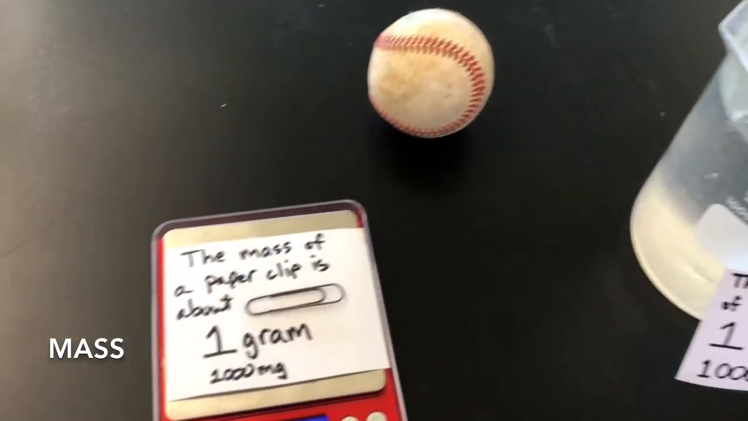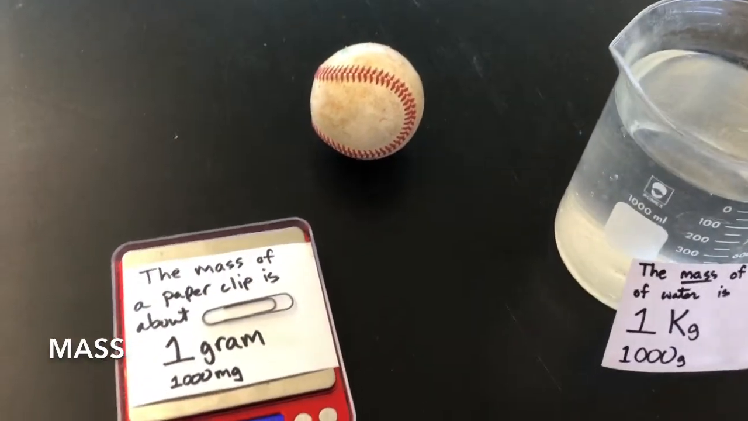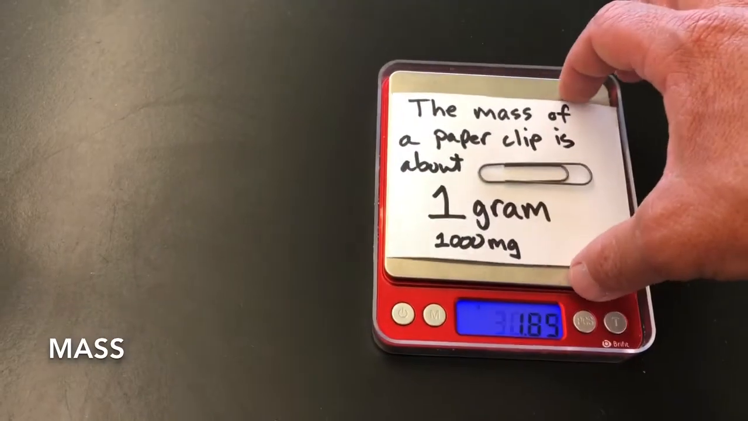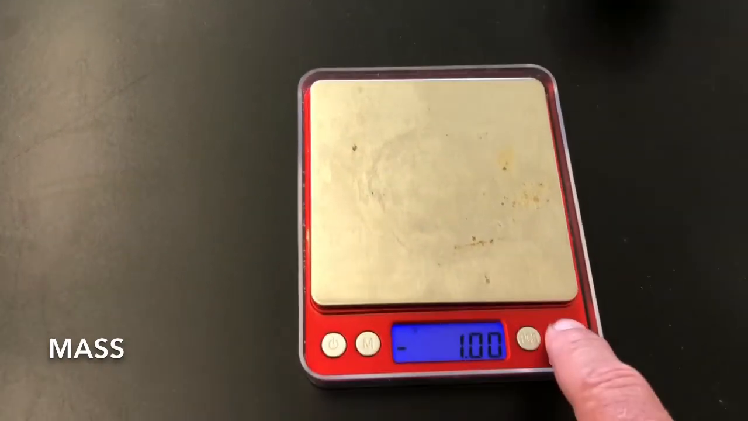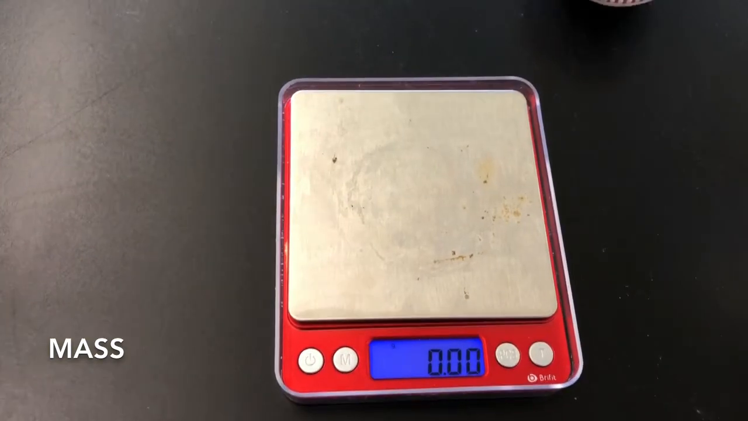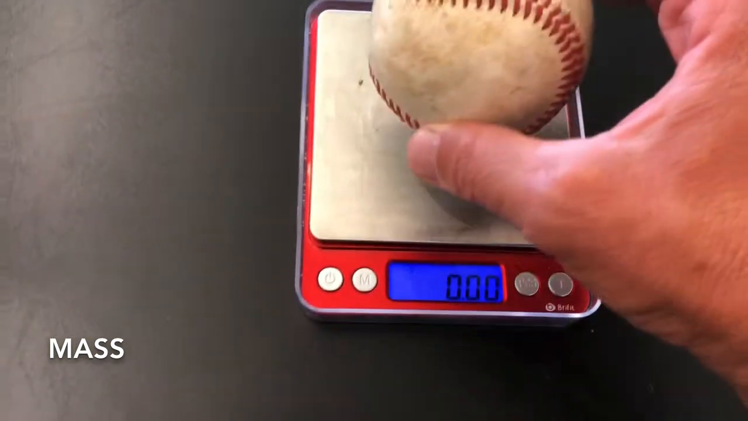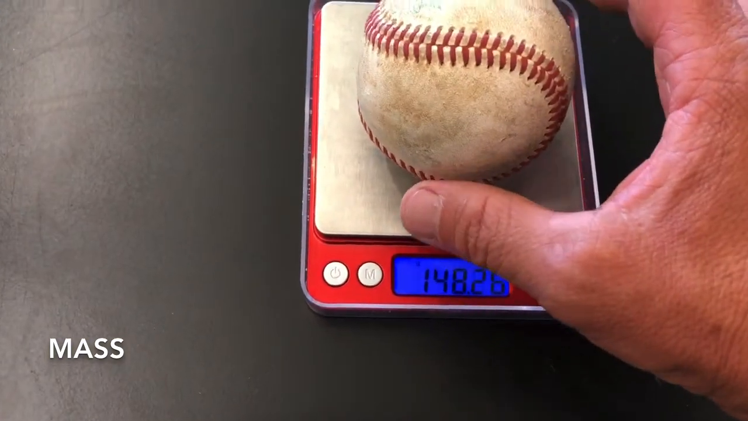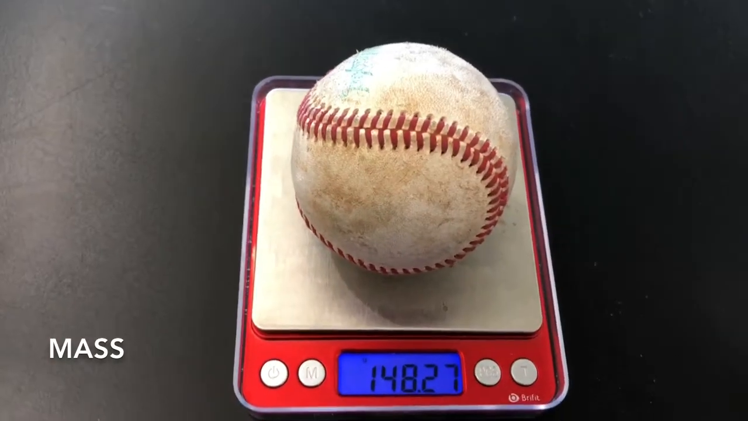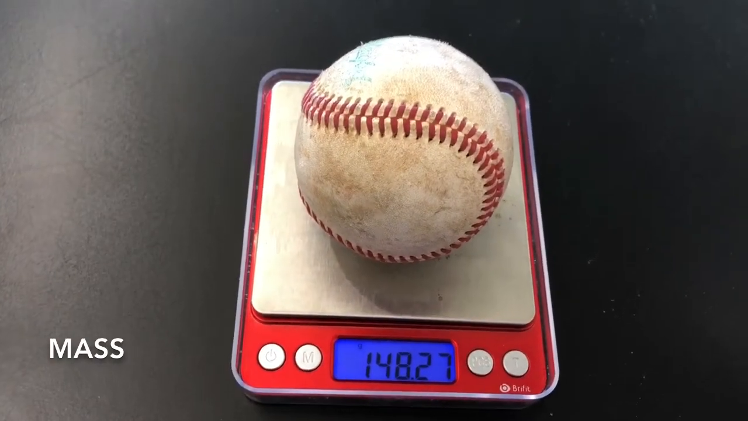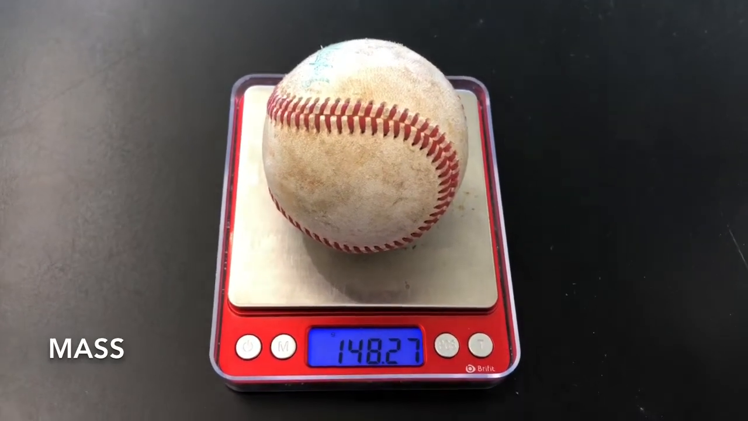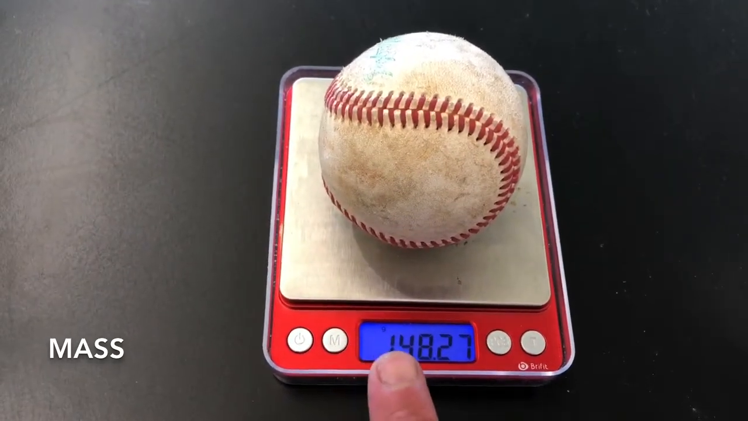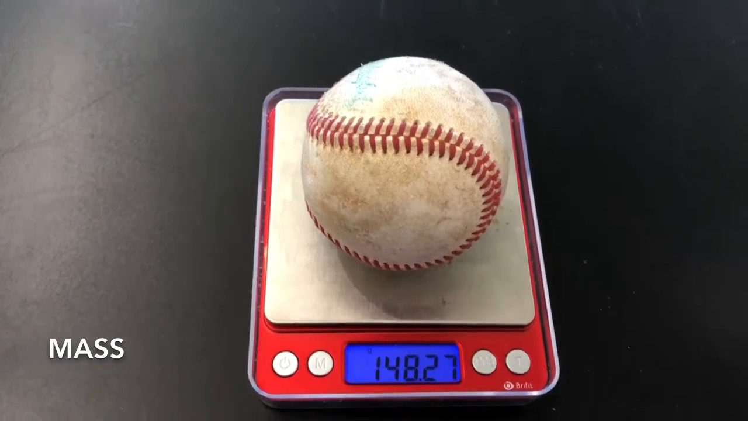And let's just check one more thing. Let's check the mass of a baseball because we have it here. So we're gonna go ahead and zero this, push this tare button there. It goes to 0, and then we can mass the baseball really carefully. Okay, so a baseball has a mass of 148.27 grams. By the way, that has 1, 2, 3, 4, 5 sig figs.